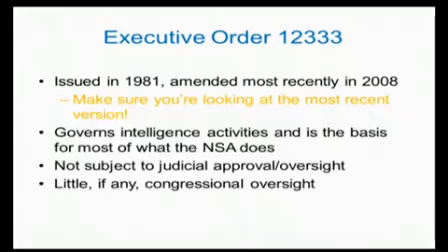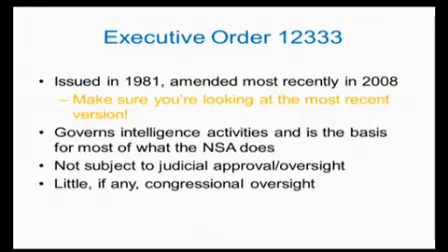12333, as I said, is an executive order. It's not a law. It was issued by President Reagan in 1981, amended most recently under George W. Bush in 2008. So if you're looking at it, make sure you're looking at the updated version. It governs basically everything the intelligence community does. The intelligence community is 17 different intelligence agencies, ranging from the FBI and the DEA to the National Security Agency, the CIA, and a bunch of others, DHS. 12333 basically governs most of what they do, including surveillance.